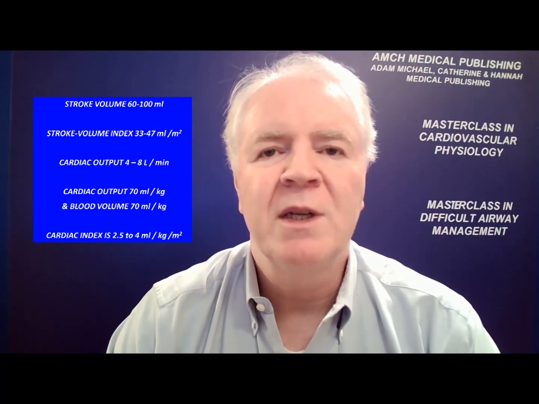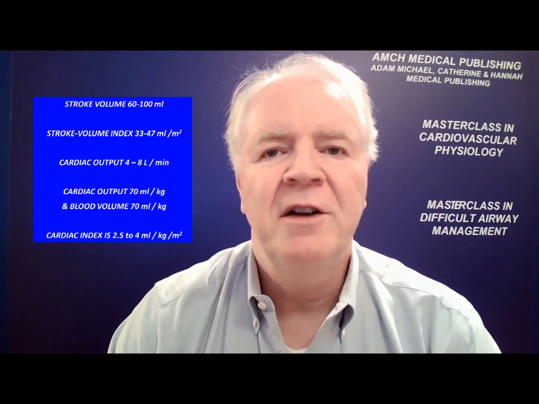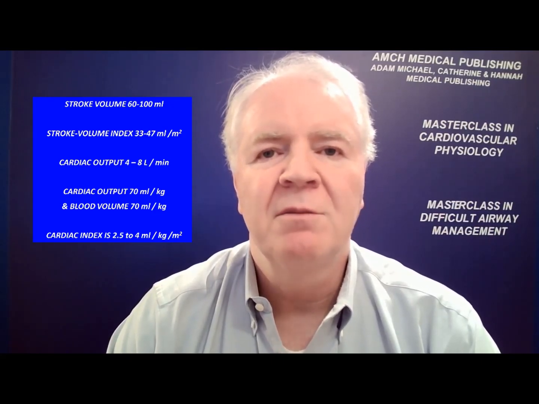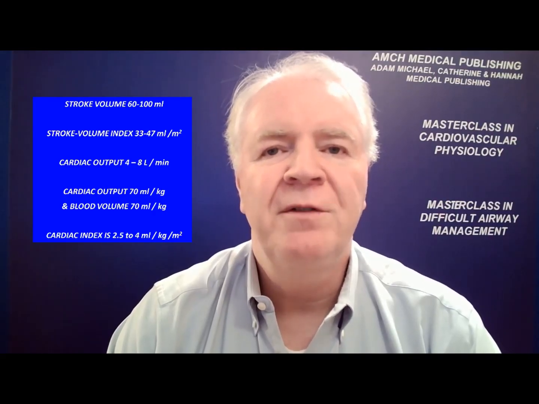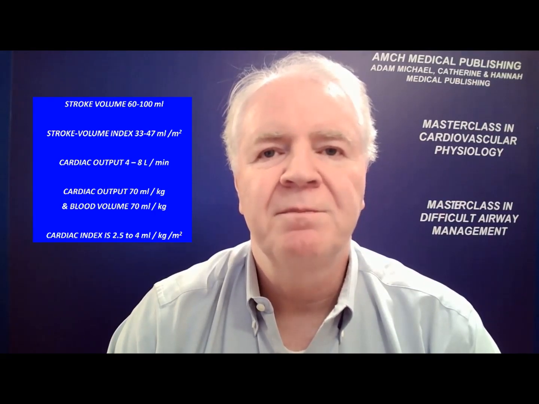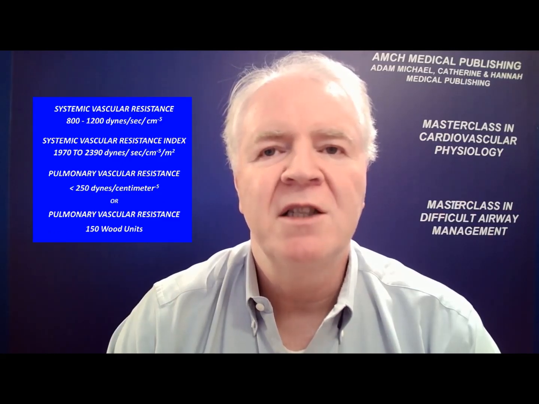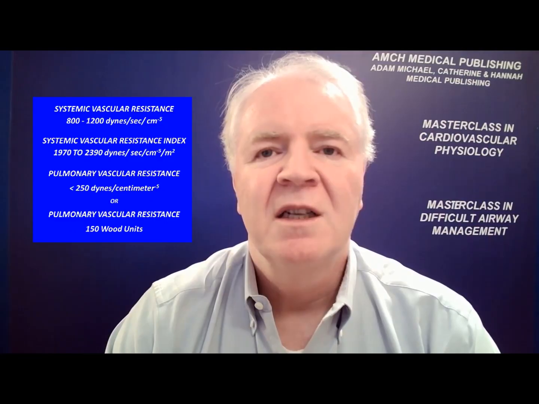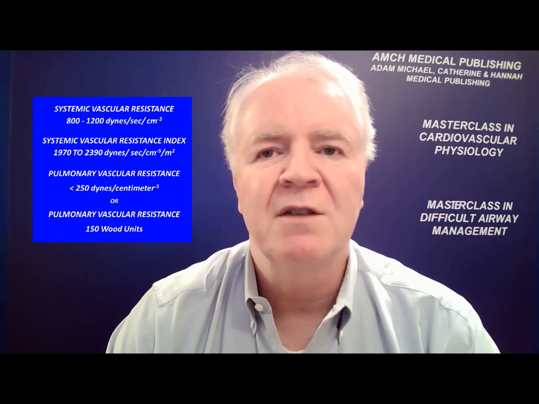Stroke volume is between 60 and 100 ml per beat. Stroke volume index is 33 to 47 mL per square meter per beat. Cardiac output, 4 to 8 liters per minute, or 70 mL per kilo per minute. Blood volume, 70 mL per kilo. Cardiac index, 2.5 to 4 liters per minute per meter squared. Systemic vascular resistance is between 800 and 1200 dynes seconds per centimeter to the minus 5. Systemic vascular resistance index is 1970 to 2390 dynes per second per centimeter to the minus 5 per square meter.